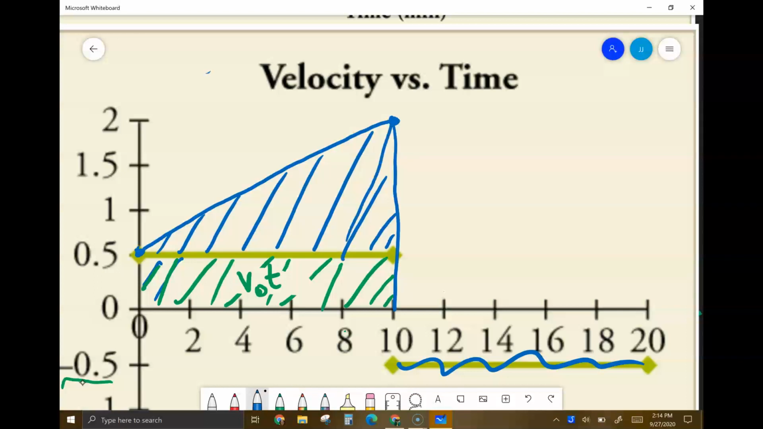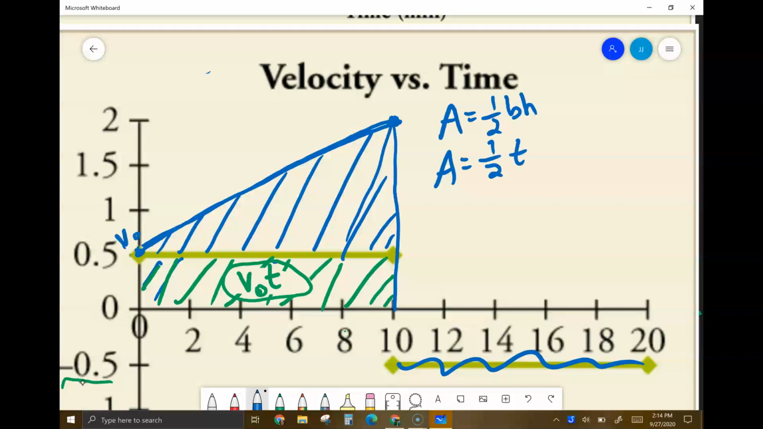But we have a triangle now instead of a rectangle. Really, remember, the area underneath the curve is what tells us displacement. So if we want the area under this, we need the area of a triangle. 1/2 the base times the height. And for us, the base here is time, and the height is, well, that's V0, this would be V final. The height is the difference between those, so delta V. So I have 1/2 time times delta V.